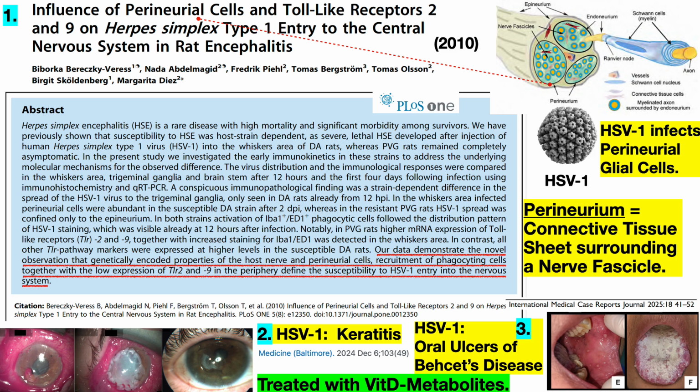So I bring this up because the paper on the right, labeled 3, shows oral ulcers in an autoimmune disorder known as Behçet's disease. And this is common in a group of ethnic groups in the Middle East which have a specific HLA haplotype. So in Behçet's disease, oral ulcers are common.